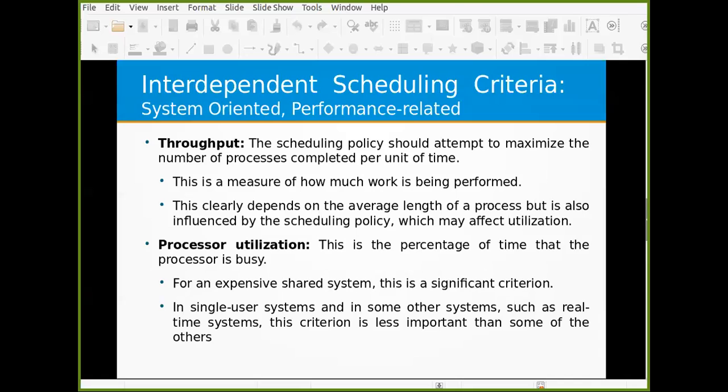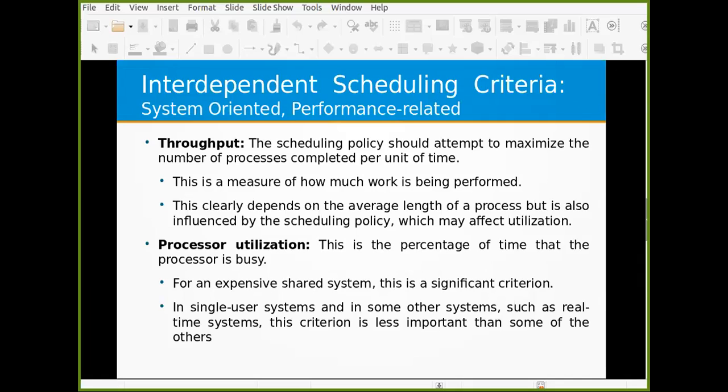So now we are discussing system oriented performance related criteria like throughput. The scheduling policy should attempt to maximize the number of processes completed per unit of time. As I told you, unit of time can be anything. This is a measure of how much work is being performed. This clearly depends on the average length of a process, but it is also influenced by the scheduling policy, which may affect utilization. How? When we discuss different scheduling algorithms, you will get some idea.